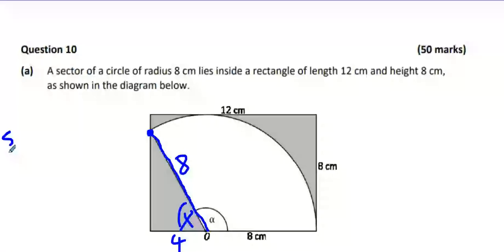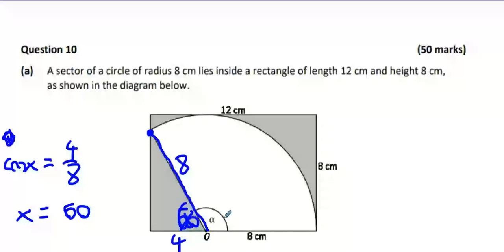And then I'm going to say cos x is 4 over 8. Cos inverse 4 over 8, you get 60. If that's 60, that one there has to be 120. The end.